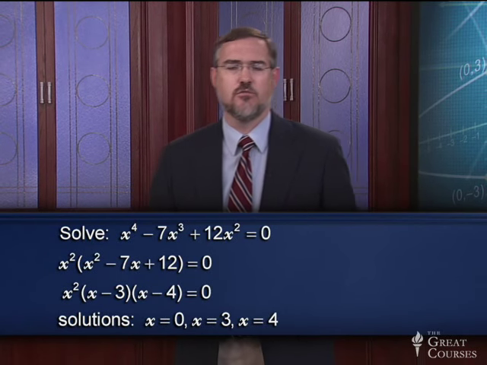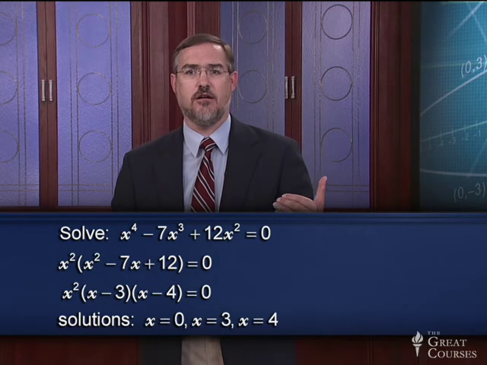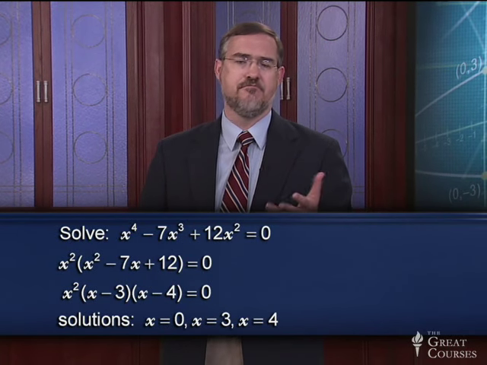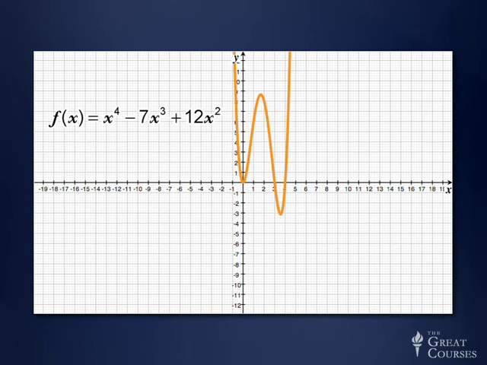Those are the places where the original function x to the fourth minus 7x cubed plus 12x squared equals 0. If you just take a quick look at a sketch of that graph, you'll see that the graph does appear to touch the x-axis at 0, at 3, and at 4. And that confirms that 0, 3, and 4 are the solutions of that original equation.